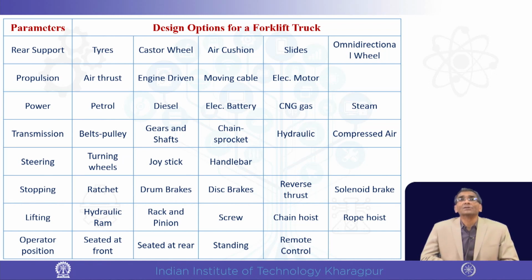Similarly, stopping. Stopping can be brakes, disc, drum brakes, ratchet, reverse thrust, and so on and so forth. Lifting can be hydraulic, chain hoist, screw, rope hoist, and so on. Operator position can also be changed. One can be seated at the front, one can be seated at the back or rear, even one can stand and make a move, and now there are options to do it by remote control, that also is possible. So, this is how the matrix is formed, with an example case of a forklift here.